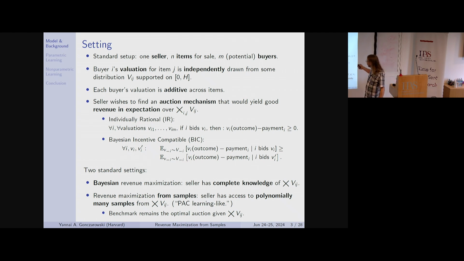When you have more than one buyer, what's the expectation here? The expectation here is over the bids of everyone else. If there's no one else, this becomes deterministic. Why do you use Bayesian over dominant strategy?